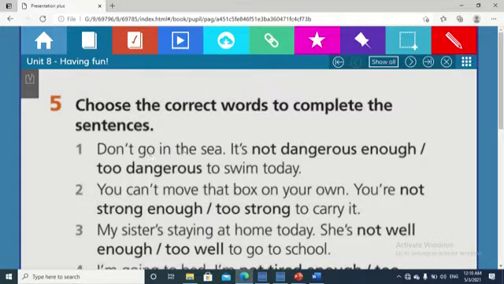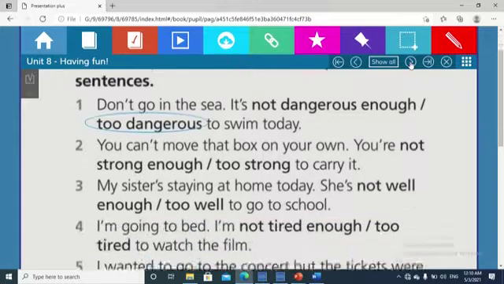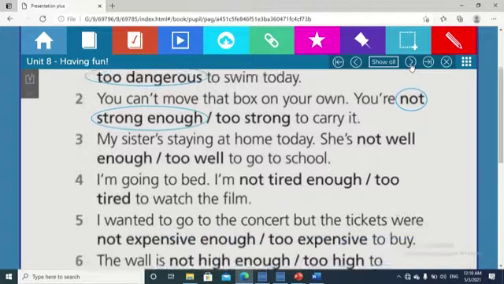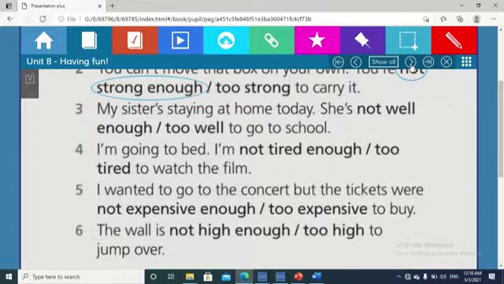So don't go in the sea. It's too dangerous to swim today. You can't move that box on your own. You are not strong enough. So you can't. So there's something which is not enough. So that's why you are not strong enough. First, think of these sentences. Stop here. Think about the 6 sentences. After you finish, of course, here are all the answers.